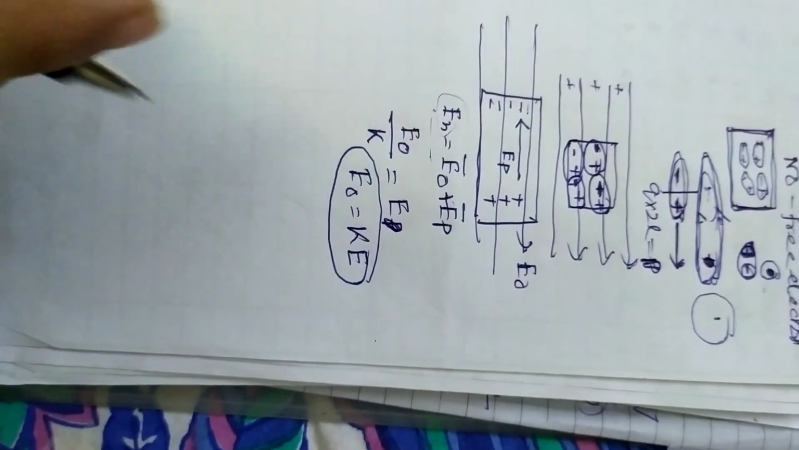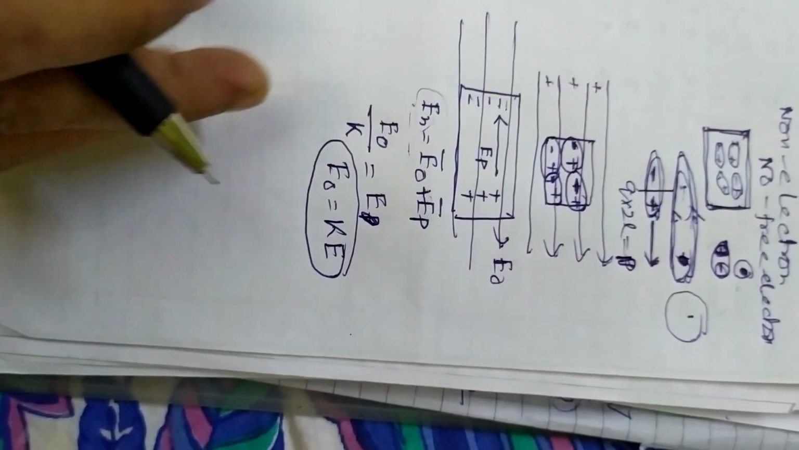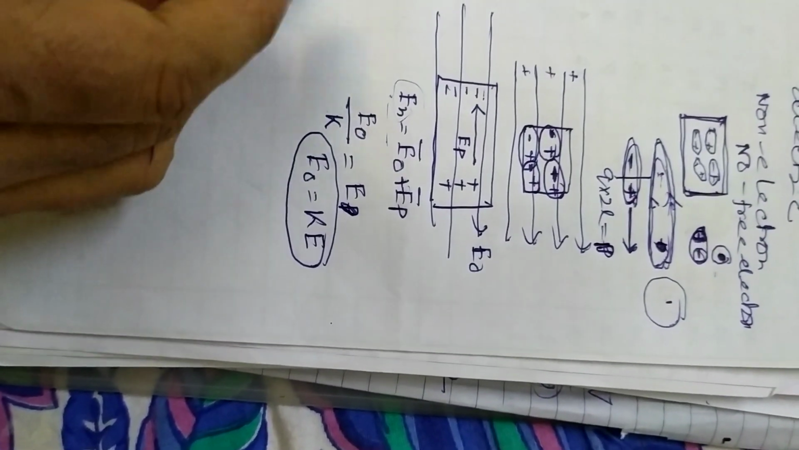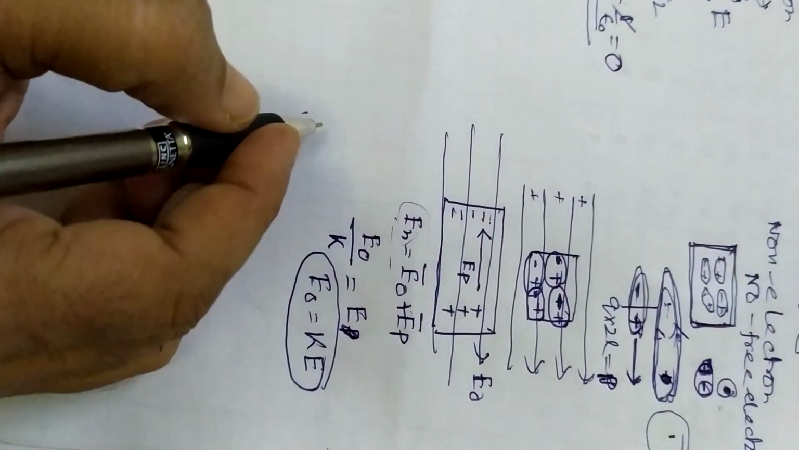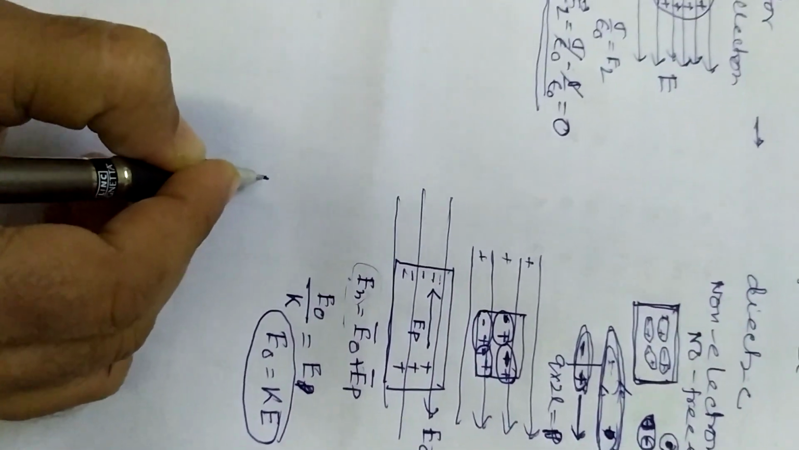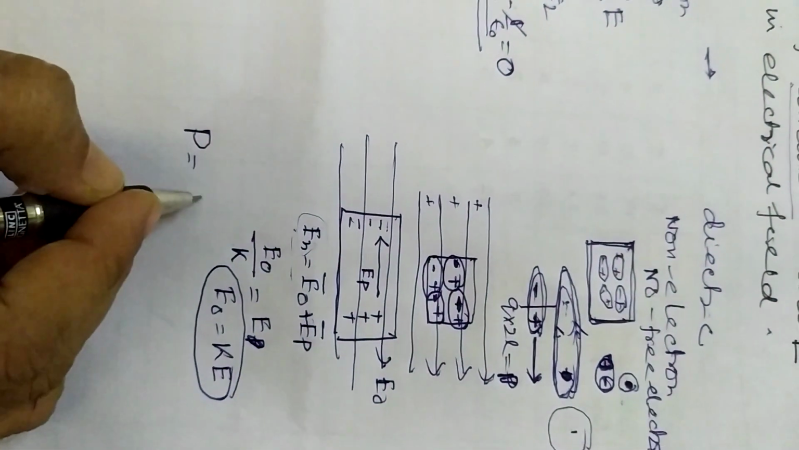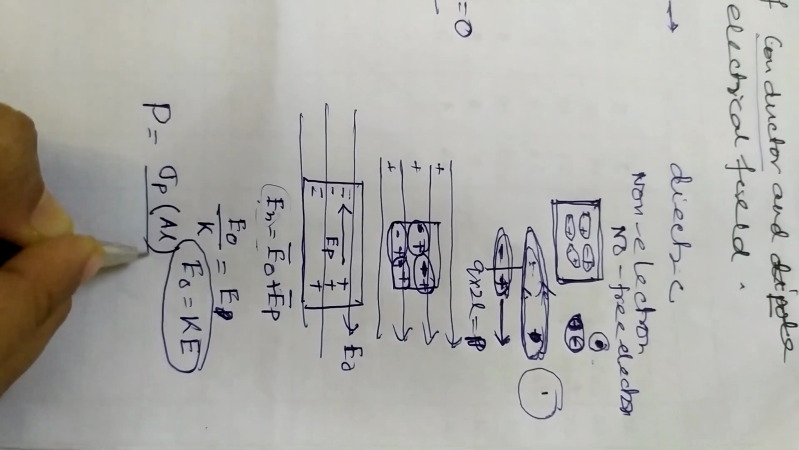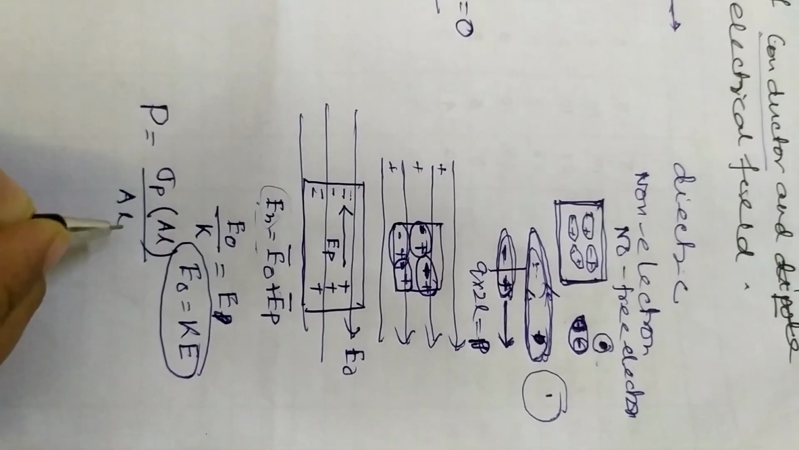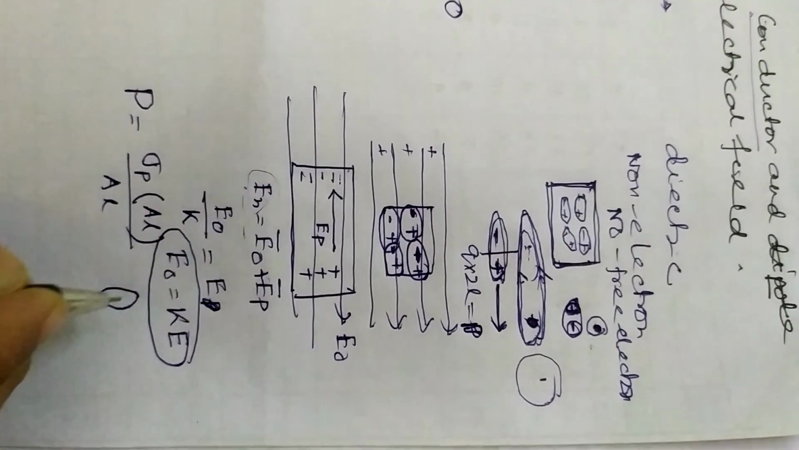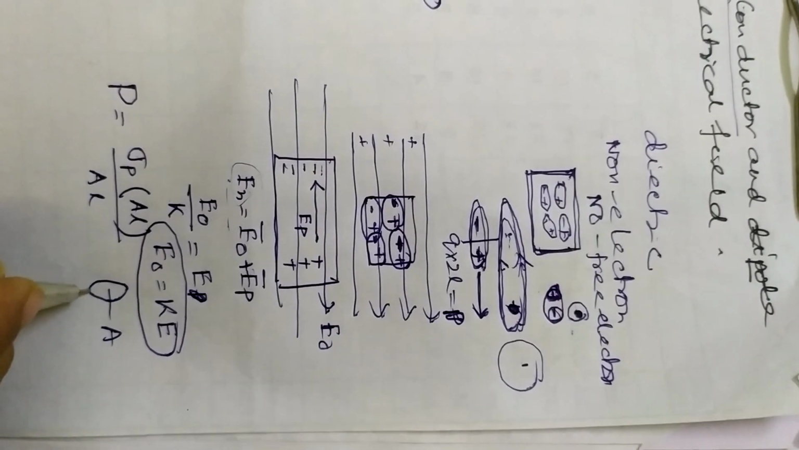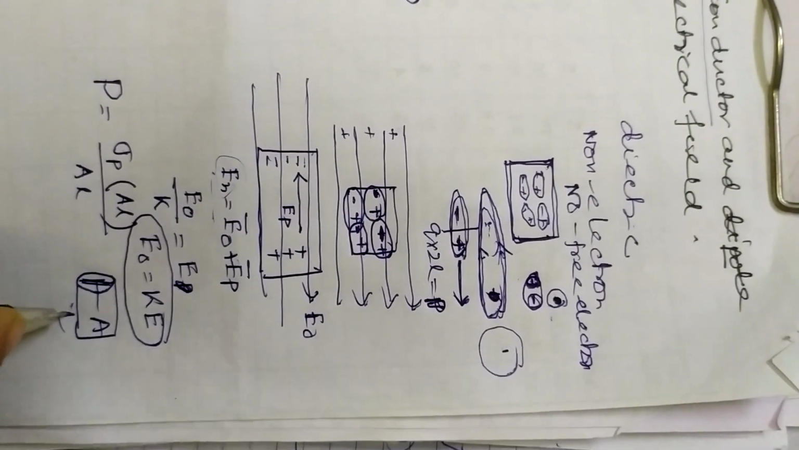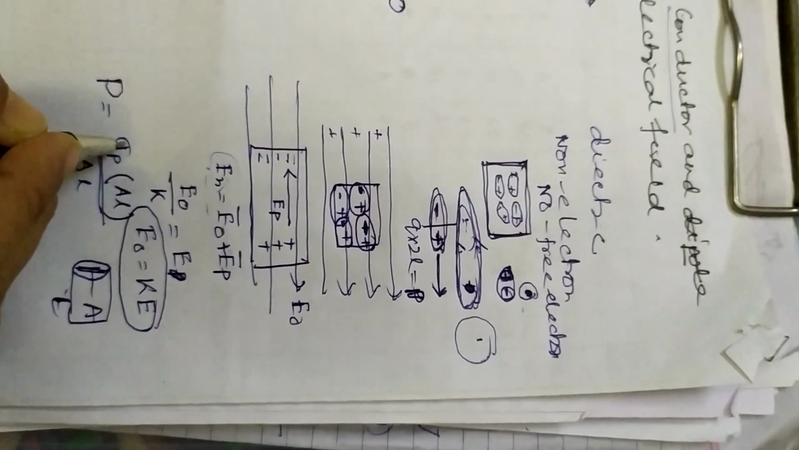Now we'll be finding out another thing of the dielectric, that is the polarization vector. Polarization is the dipole moment induced per unit volume, and we will write it like this. Suppose this is the polarization. So the polarization will be sigma P into A into L divided by A into L. What does it mean? A means area of cross section, and L is the length. So this is giving the volume.